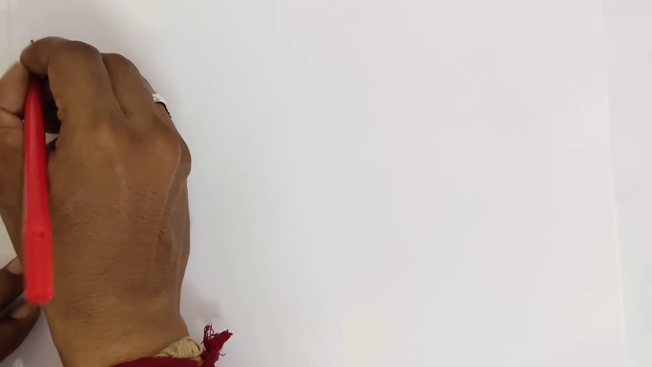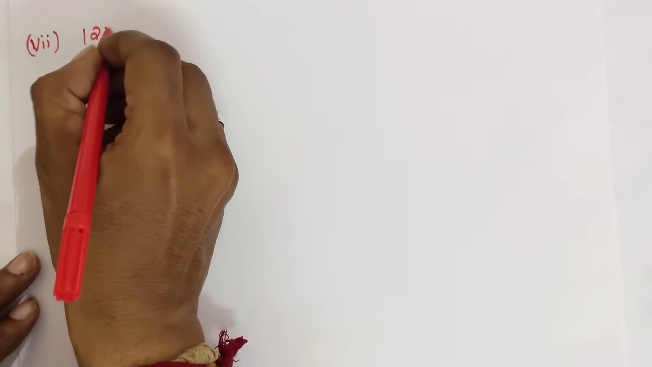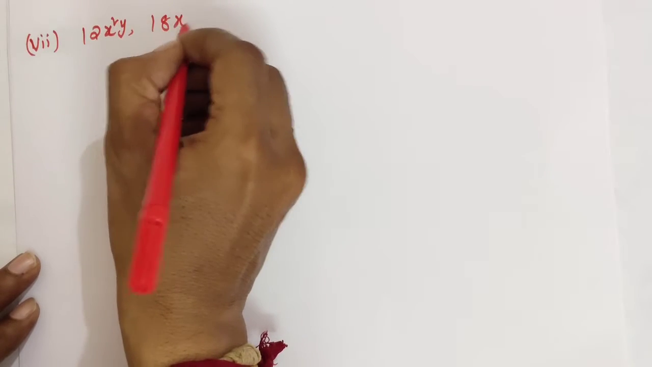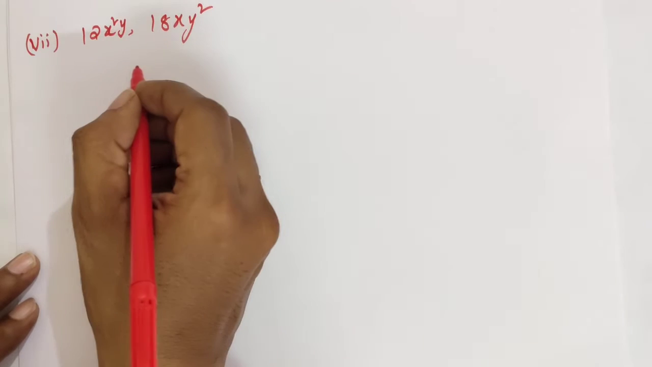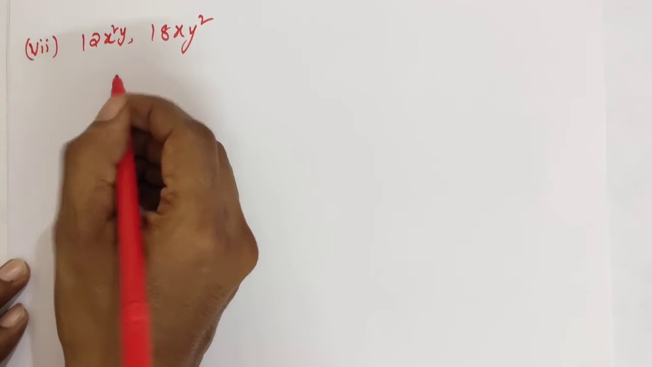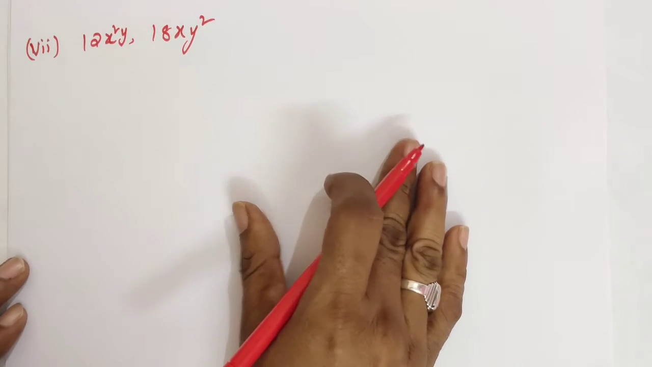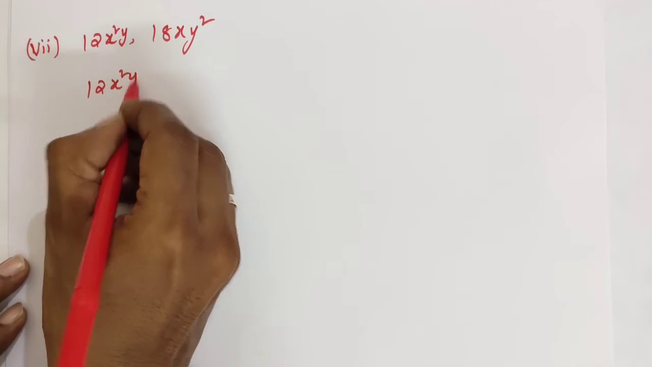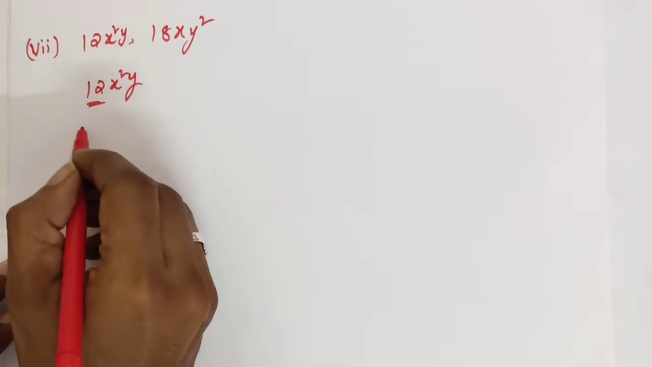So here also we have a simple sum: 12x square y, 18xy square. Okay children, now here you can take the first term 12x square y, in this one take the numeral, that is 12.